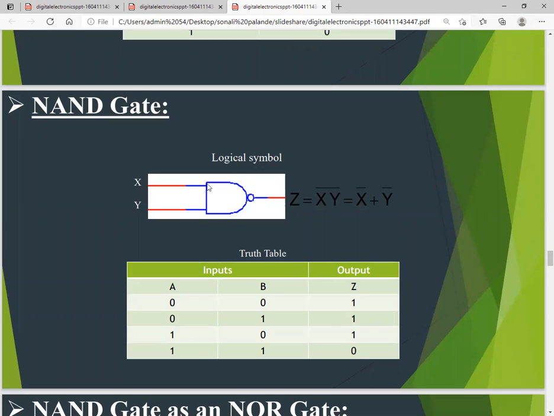This is the logical symbol of the NAND gate. X and Y are the inputs and Z is the output. If x equals 0, y equals 0, then Z equals 1. If x equals 0, y equals 1, then z equals 1. If x equals 1 and y equals 0, then z equals 1. If x equals 1 and y equals 1, then z equals 0. This is nothing but the truth table of the NAND gate.